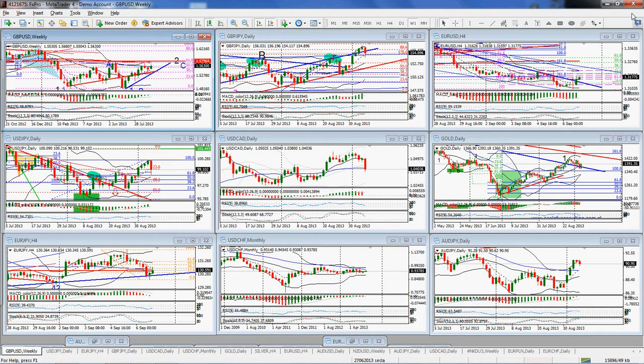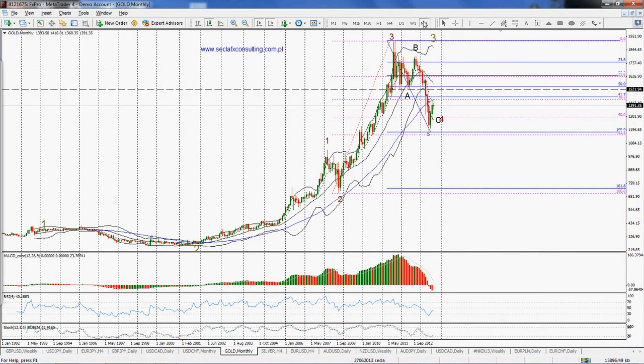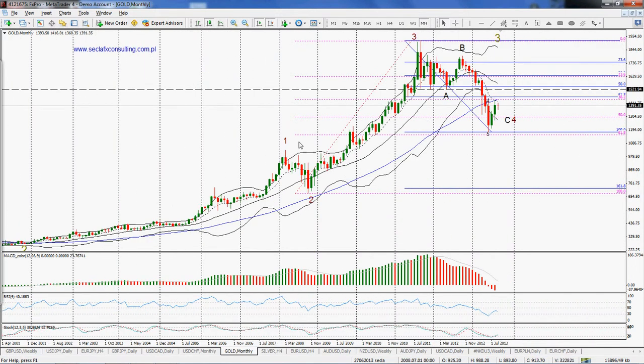Okay, so that was the Great Britain pound USD, and now the gold on a monthly chart, which is quite interesting. I think we have a reversal signal on the candles, but the MACD has broken through the zero line, so the downward movement is still possible because of this MACD indicator. So that is the first point.